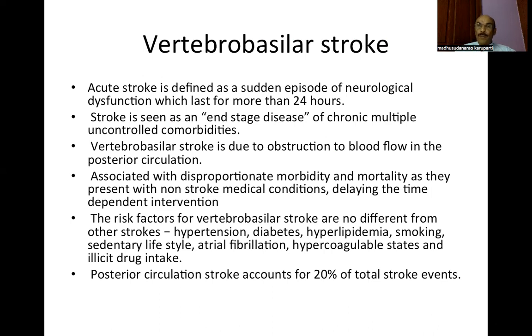Vertebrobasilar stroke is due to obstruction to the flow of blood in the posterior circulation, which is considered formed by the vertebrobasilar system. That is, two vertebral arteries arising from the subclavian arteries, entering the vertebral canal at the 6th cervical vertebra and entering the cranium through the foramen magnum, and uniting together at the base of the pons to form the basilar artery. The basilar artery runs on the ventral surface of the pons in its midline and ultimately divides into the posterior cerebral arteries. So the branches of the vertebral arteries and the basilar artery, that is the intracranial part of this branch circulation, are described as the posterior circulation.